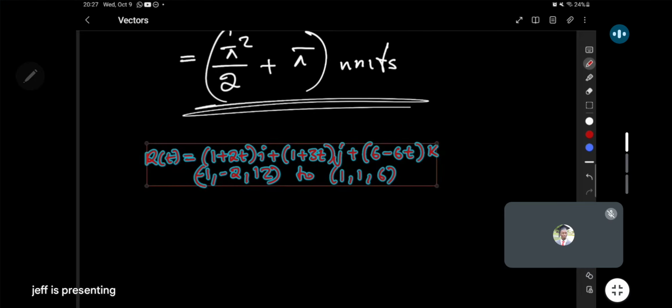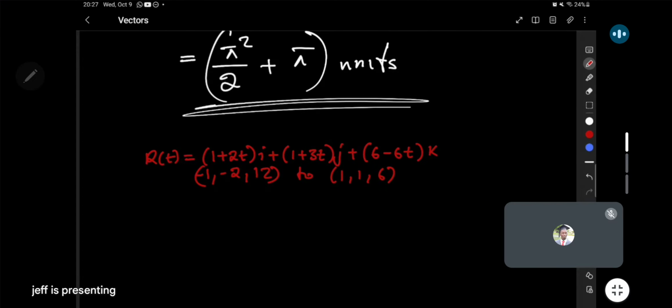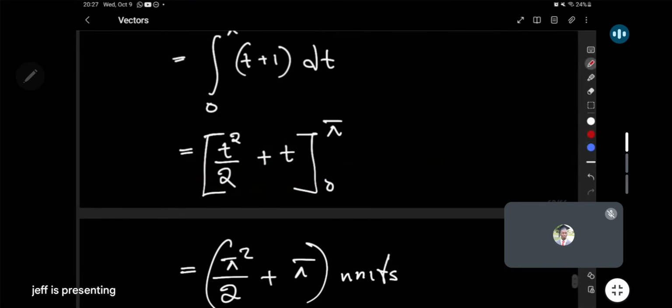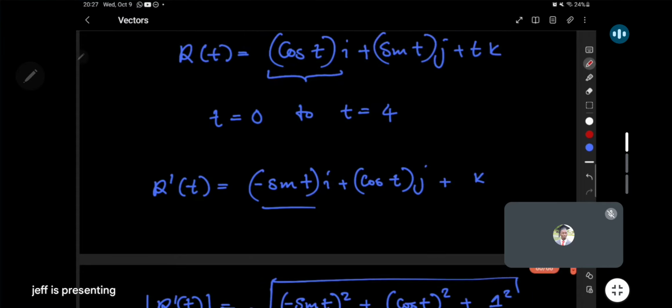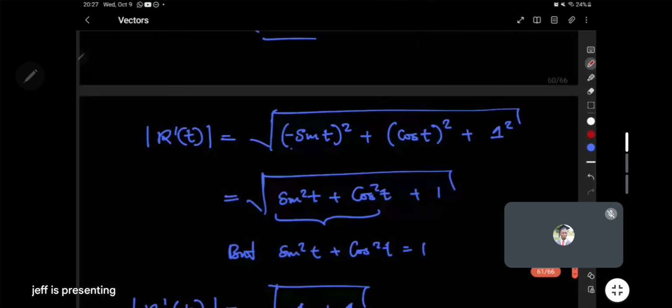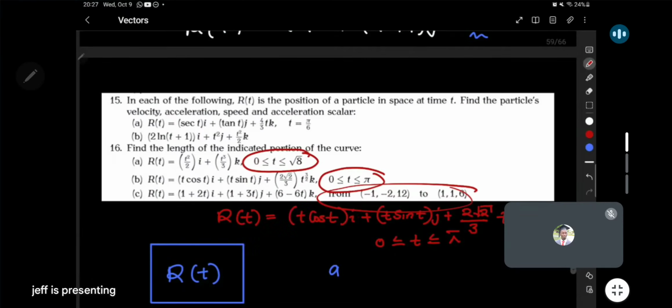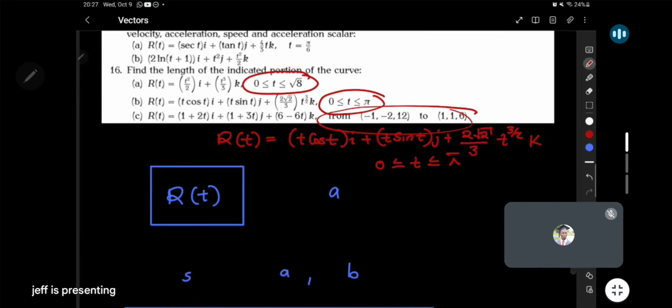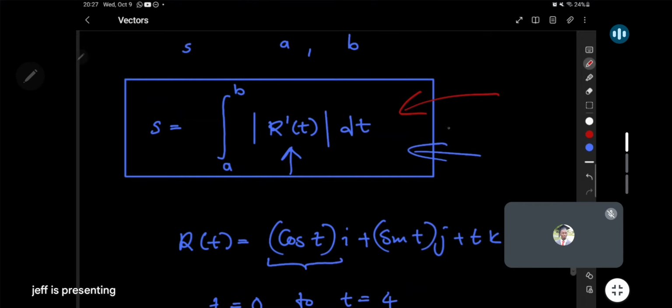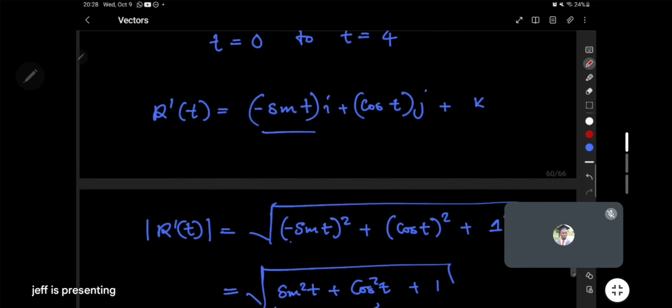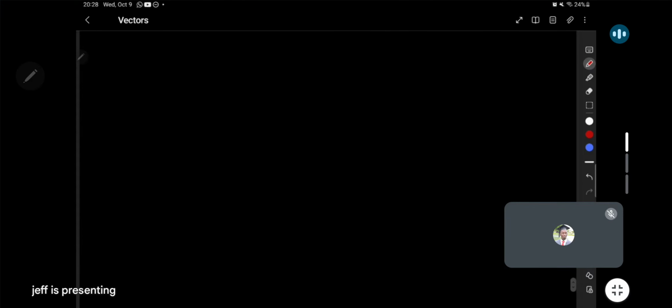So the first part is really similar to what we did previously on how you actually get the arc length. So this is an arc length problem. Let's just ensure that that's the case. So yes, here we're finding the arc length of the indicated portion of the curve. And the formula for arc length, as we earlier pointed out, is given by that expression. So we are still using the same formula.